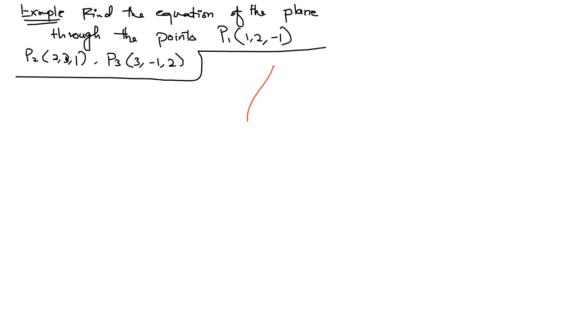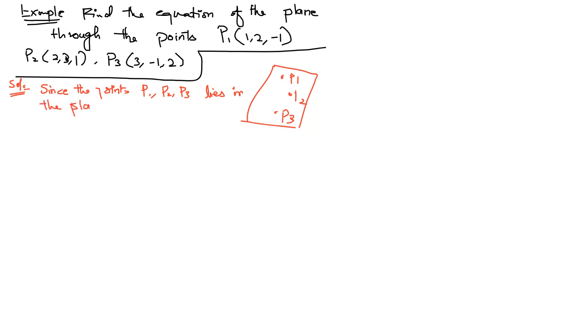So what does that mean? If you have any plane and 3 points are given, P1, P2 and P3, from these 3 points you have to find the equation of the plane. How can we find the equation of the plane? This is very easy. Since the points P1, P2 and P3 lie in the plane, it means you can find a vector. Which vector? You can find the vector P1P2.